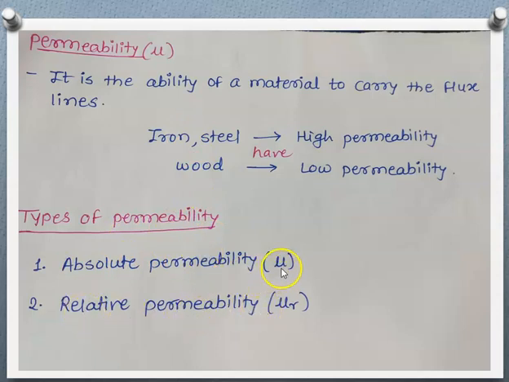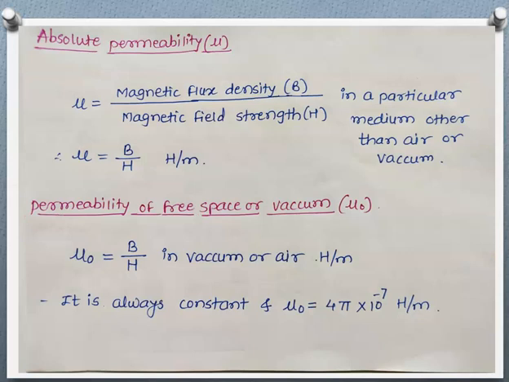It is denoted by mu and it is denoted by mu r. Let's see one by one. First one is absolute permeability, mu. It is the ratio of magnetic flux density B and magnetic field strength H. That means it is the ratio of B upon H, but in a particular medium other than air or vacuum. That means the magnet is placed in a particular medium other than air or vacuum.